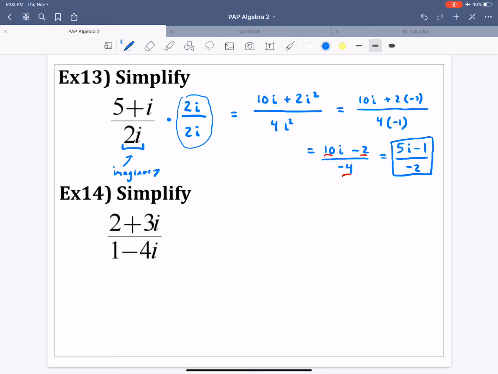Now, if you look at Example 14, we have a real number as well. So this is called a complex number. Again, complex numbers are combinations of a real part and an imaginary part. The only change here is that instead of multiplying by just 4i over 4i, we're going to multiply by something called the conjugate. The conjugate is whatever that denominator is, but with the opposite sign. I'll write that word down for you: the conjugate. So when you have a complex number in your denominator, you multiply by the conjugate on the top and the bottom. Now, if you do that correctly, you've got to FOIL the top.